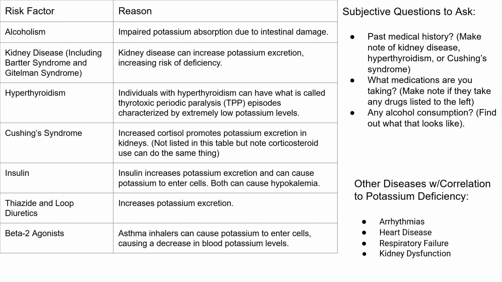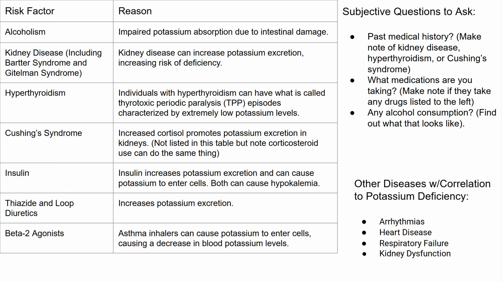Here are some factors you can look out for. Alcoholism impairs magnesium absorption due to intestinal damage. Kidney disease, including some unique kidney diseases such as Bartter syndrome and Gitelman syndrome, can increase potassium excretion, which increases risk. Hyperthyroidism can increase potassium excretion by the kidneys. Cushing's syndrome increases cortisol, which promotes potassium excretion in kidneys. For the same reason as Cushing's syndrome, corticosteroids can do the same thing.